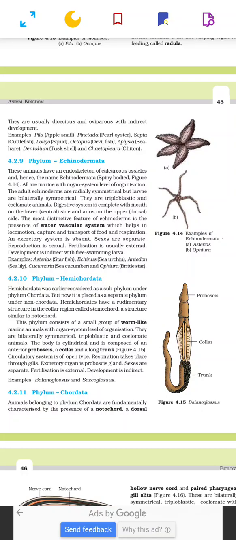Circulatory system is of open type. Respiration takes place through the gills. Excretory organ is proboscis gland. The sexes are separate, fertilization is external and development is indirect.